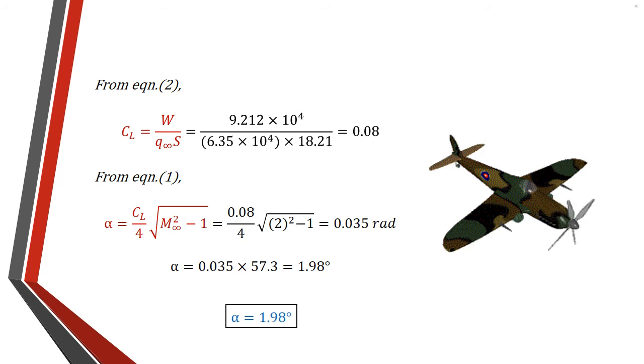Thus, we get the required angle of attack of the given fighter is 1.98 degree. This is a small angle of attack and clearly satisfies the small angle approximation embodied in linearized theory. This result reflects actual flight conditions of supersonic airplanes, indicating that such airplanes fly at small angles of attack.